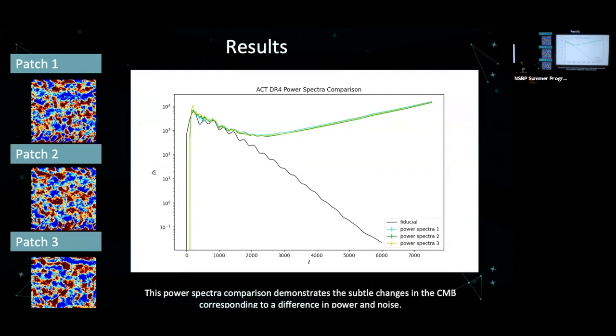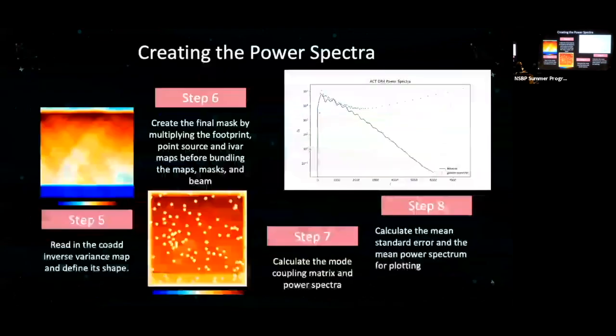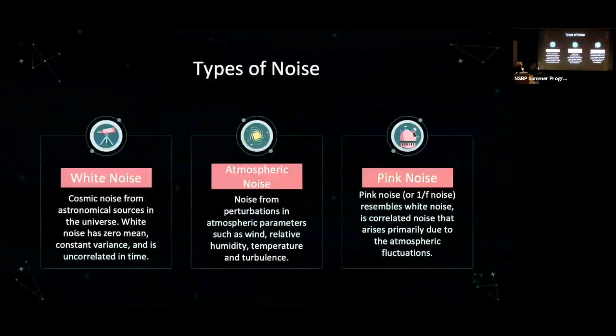Carlton, did you have a question? Very briefly, do you think you could explain again the difference between pink noise and white noise? They are similar to each other. In our case, though, the pink noise is primarily due to atmospheric noise, and it is correlated, but the white noise is uncorrelated. So that's the main difference between the two.